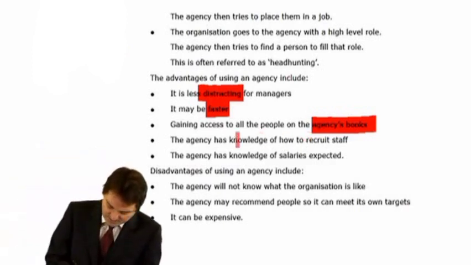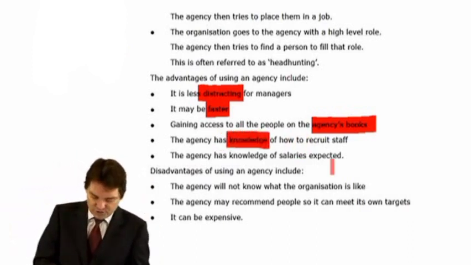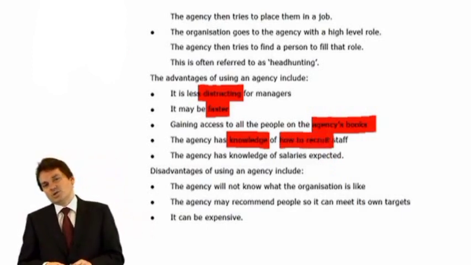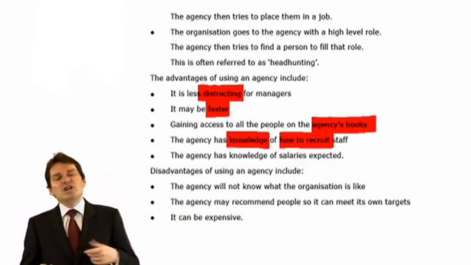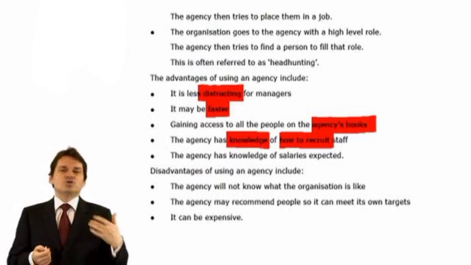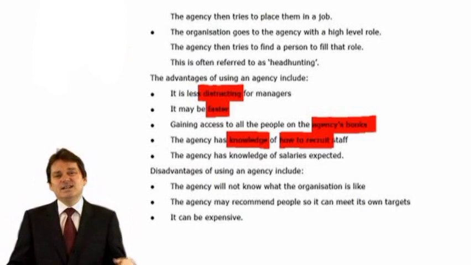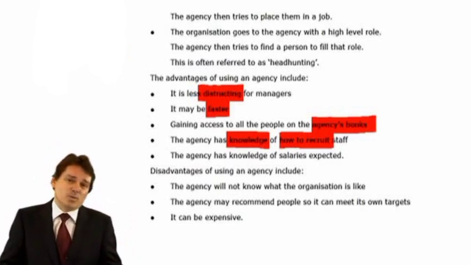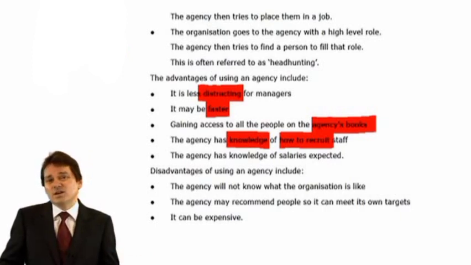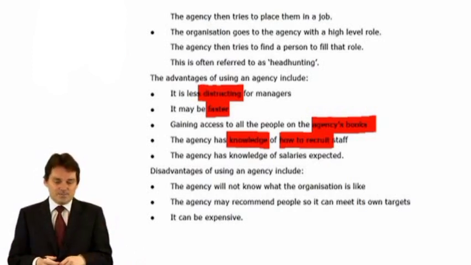The agency has knowledge of how to recruit staff. This is something we will see again later on during the course. I am perhaps the chief accountant in an organisation and I want to recruit some more accountants. Now, I'm an accountant. That's what my skill is in. That's what my experience is in. That is what my knowledge is in. Recruiting people, I may not have the skills to do it. So just simply pay somebody else to do it on your behalf. Get a recruitment agent to do it.